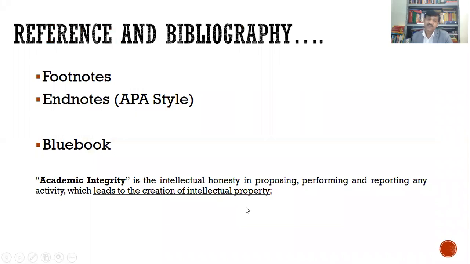Reference and bibliography is very, very important. Someone among you asked me this question: why do you do reference and bibliography? We do reference and bibliography because there is a requirement of academic integrity, and academic integrity is very important. What is academic integrity? It is basically intellectual honesty in proposing, performing, and reporting any activity which leads to the creation of intellectual property.